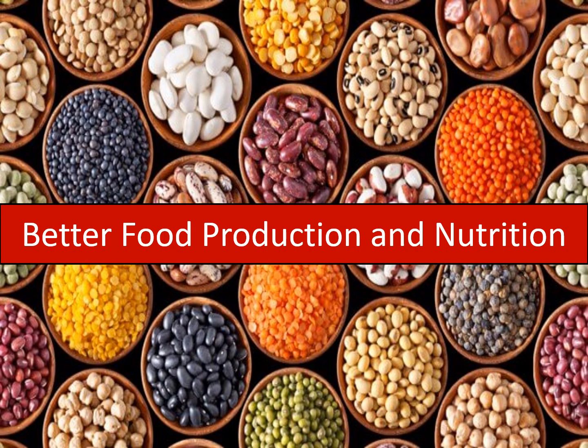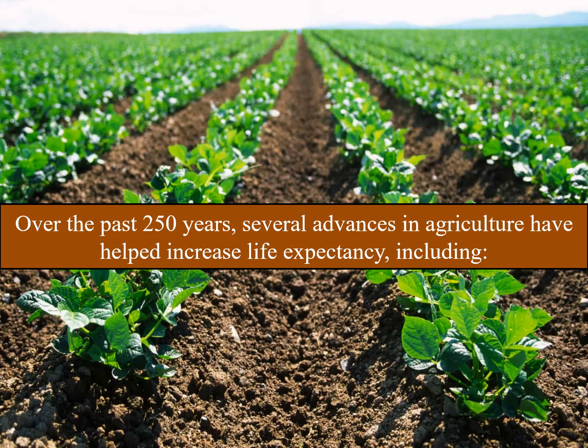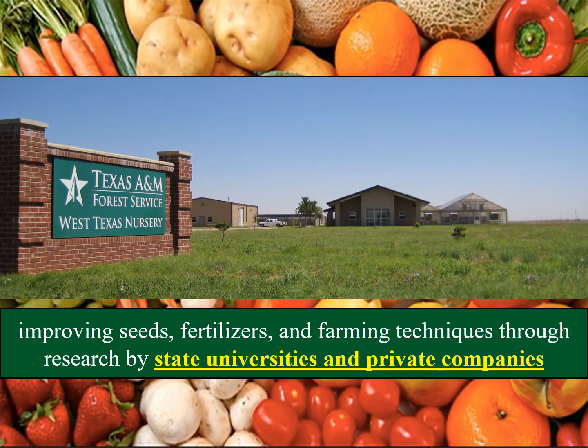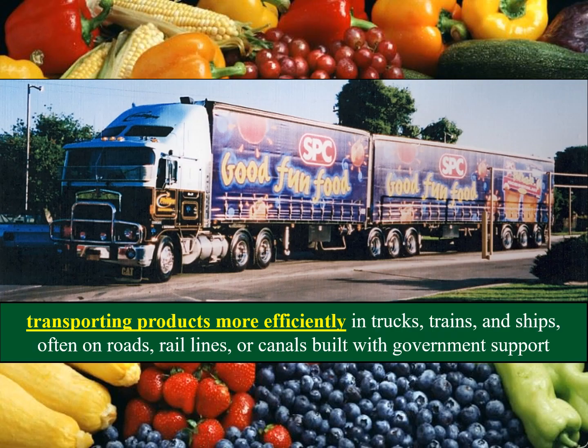Better food production and nutrition. Over the past 250 years, several advances in agriculture have helped increase life expectancy, including mechanizing food production, such as replacing horses with tractors, improving seeds, fertilizers, and farming techniques through research by state universities and private companies, transporting products more efficiently in trucks, trains, and ships, often on roads, rail lines, or canals built with government support.